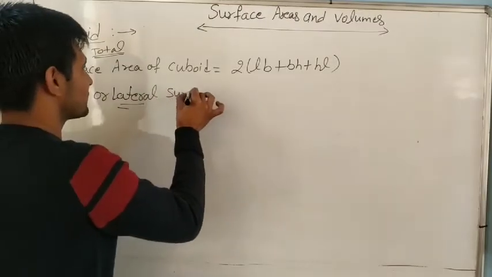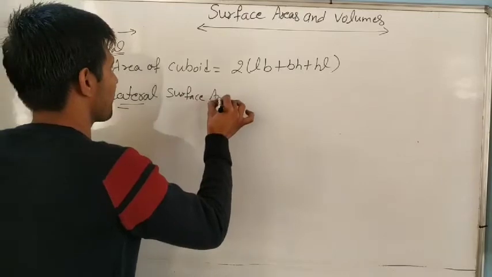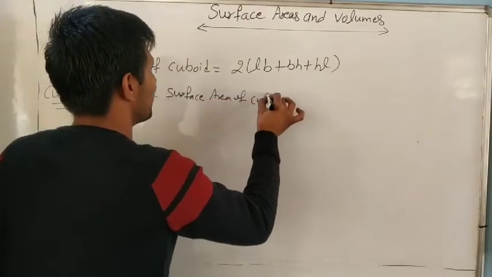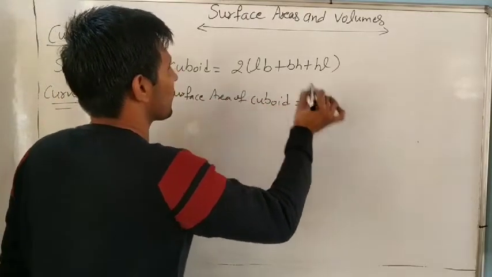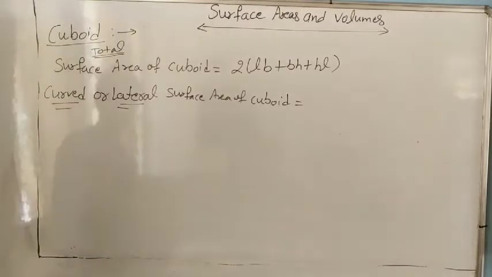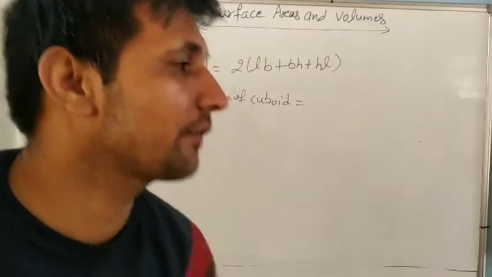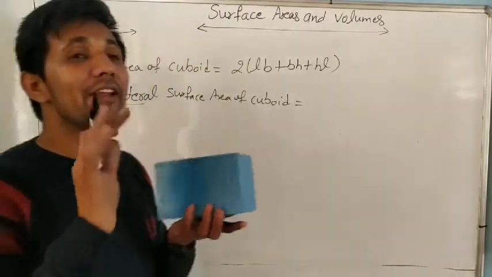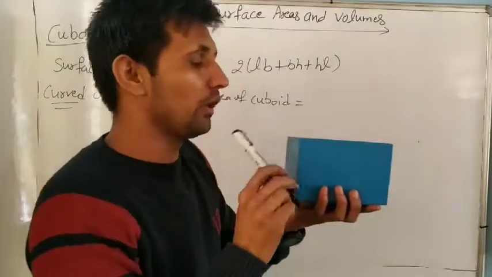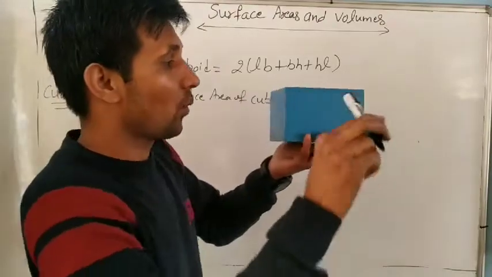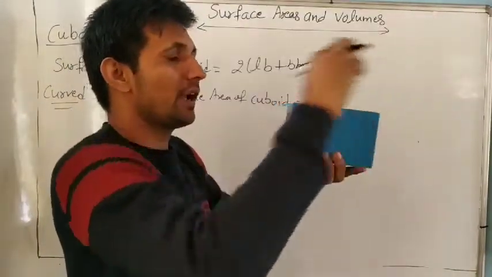Lateral surface area of a cuboid. Today we will discuss only formulas. Okay, the curved or lateral surface area of a cuboid means the area of only 4 walls: 1, 2, 3 and 4.